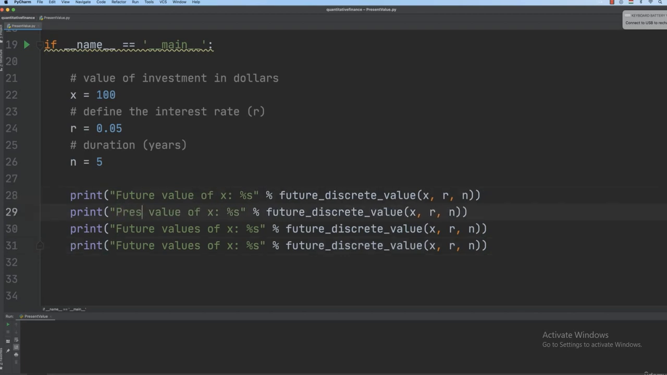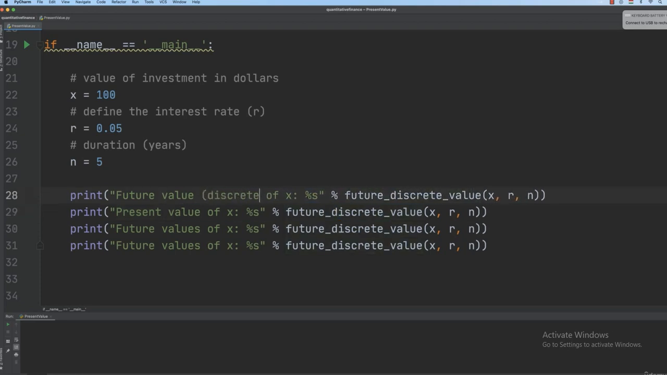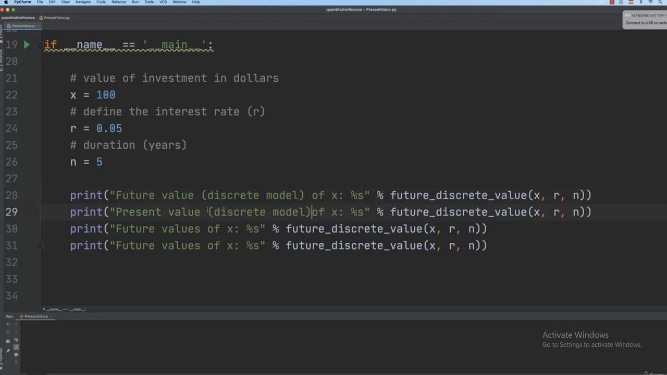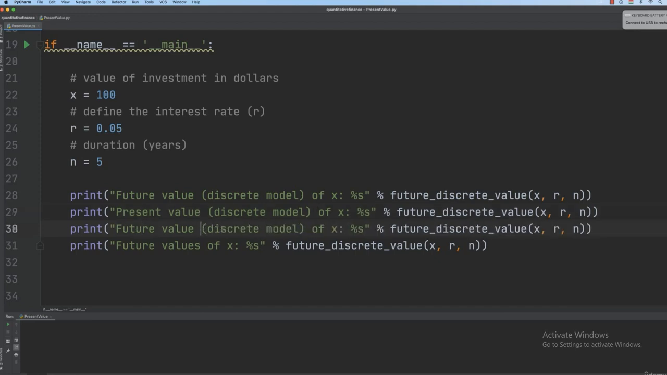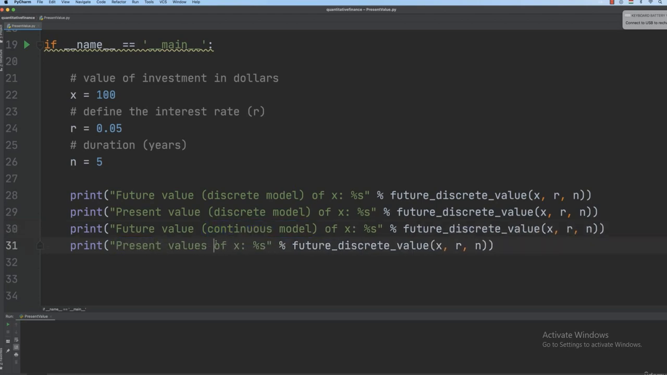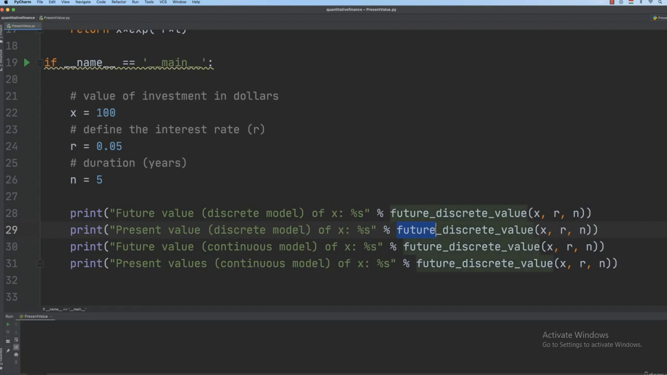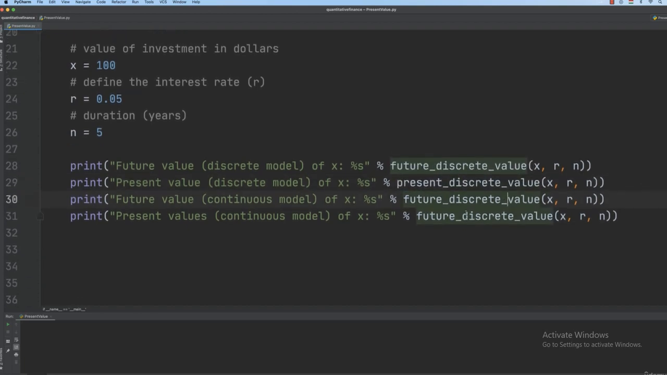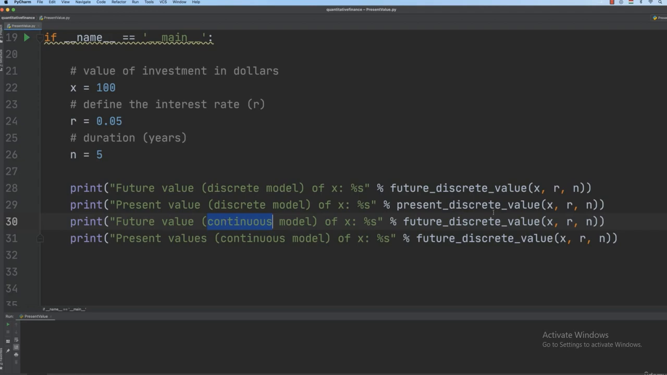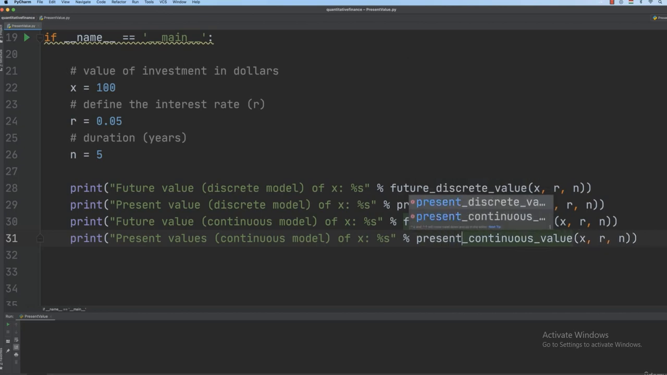Future value. Then we have the present value of a future cash flow, this is the discrete model. Then we have to define the discrete model here as well. And then we have the future value with the help of the continuous model. So we have the future value and we have the present value. Okay, so we call the future discrete value, we have the present discrete value, then we have the future continuous value, and we use the present continuous value.